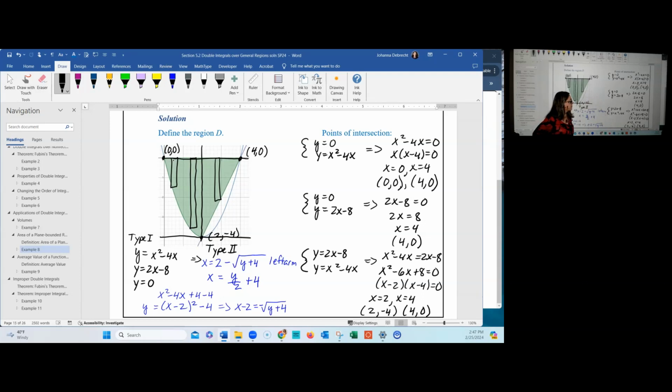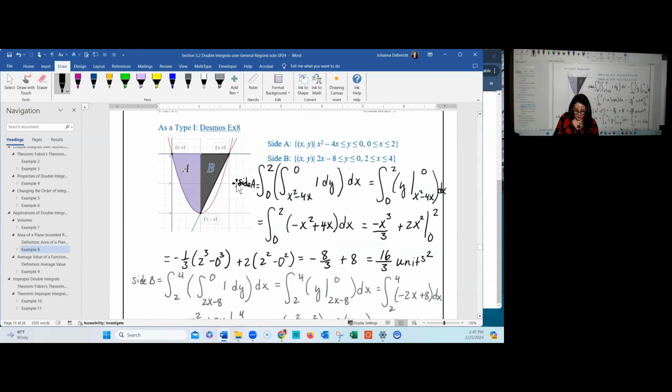Once I had those values, I knew I could work it as either type 1 or type 2. Let's follow through with the type 1 work. If we do it as a type 1, then we have two regions, which you can see here: the purple, which is labeled A, and the black, which is labeled B. I went ahead and did side A first and then side B separately, though of course you could write them at the same time.